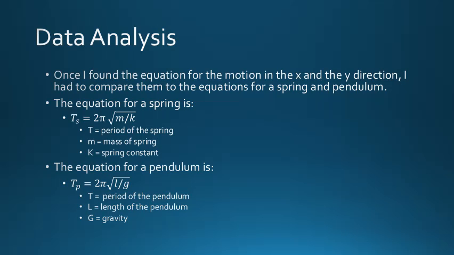So once we found the equation for the motion in the x and the y direction of our graphs, we had to compare them to the equations for a spring and a pendulum. The equation for a spring is T_s, or the period, is equal to 2 pi times the square root of m over k, where m is the mass of the spring and k is the spring constant. The equation for a pendulum is T_p, or the period, is equal to 2 pi times the square root of L over g, where L is the length of the pendulum and g is gravity.